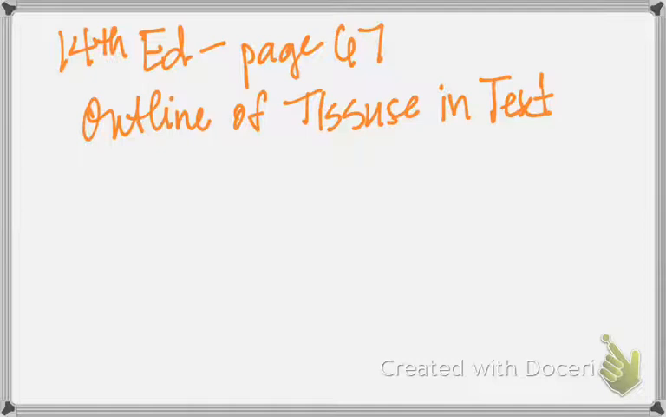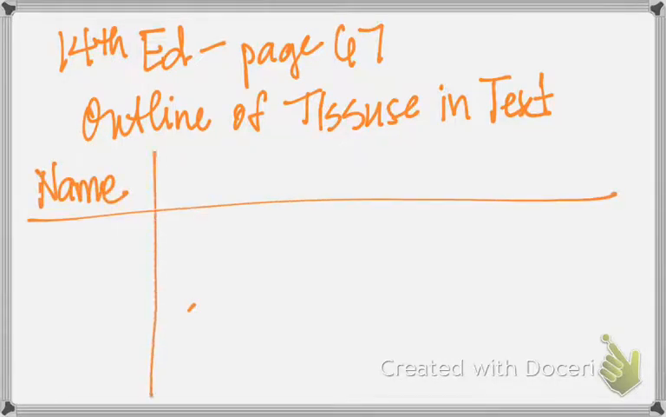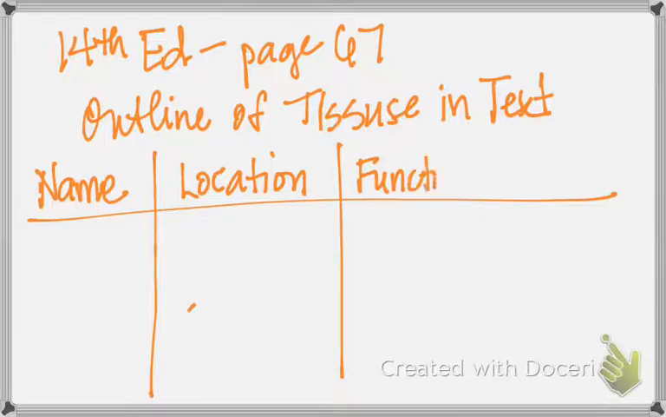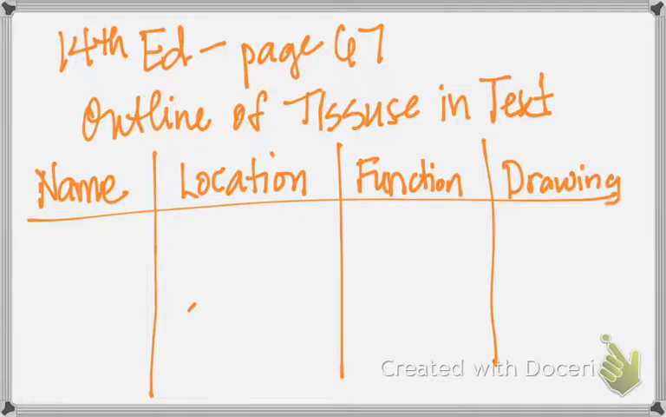So what I'd like you to do, if you want to earn this extra credit, you're going to put the name of the tissue type. You will put its location, its function, and a drawing. So you're going to make a chart, and this is going to help you study for the test. So you're not only going to earn extra credit, but you're going to be studying for the test.